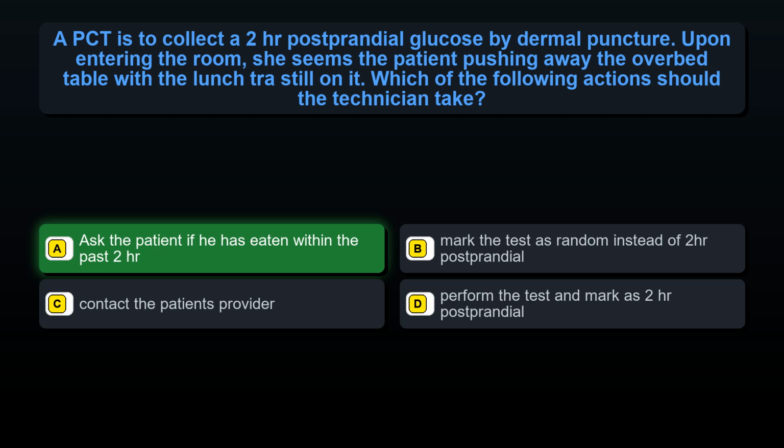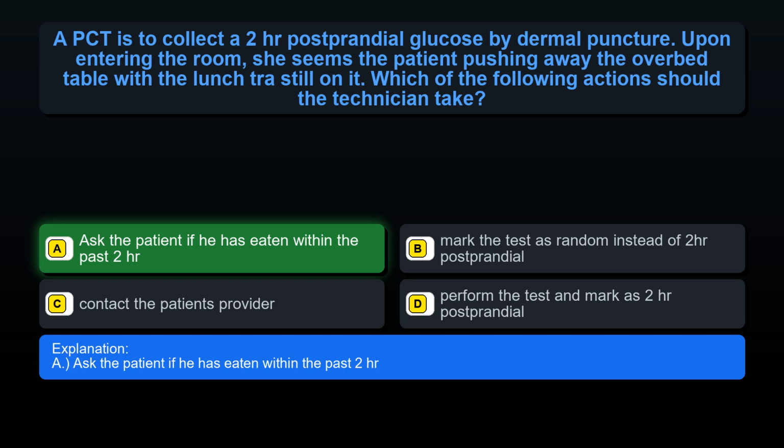The correct answer is option A. Ask the patient if he has eaten within the past 2 hours.